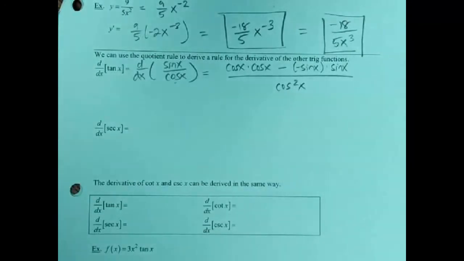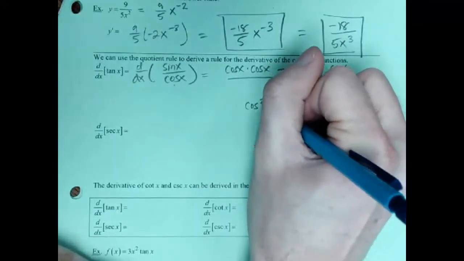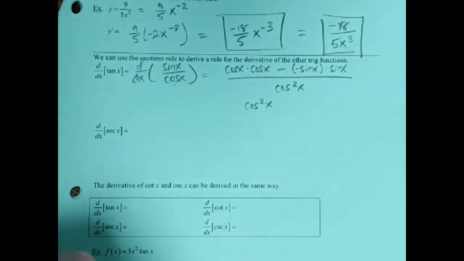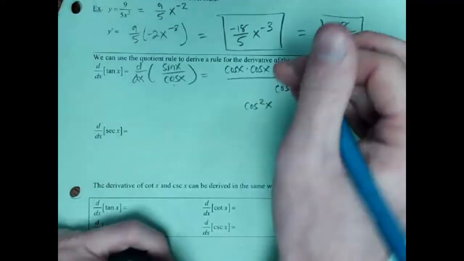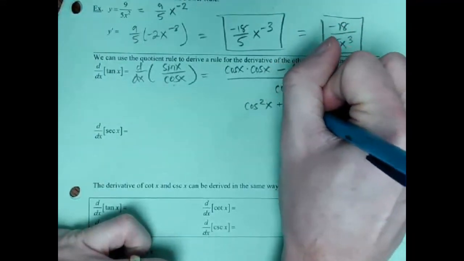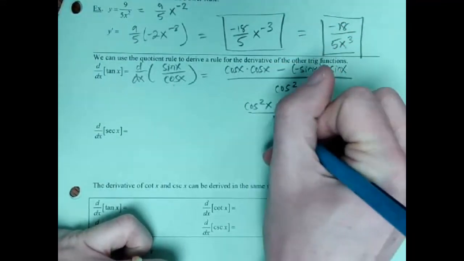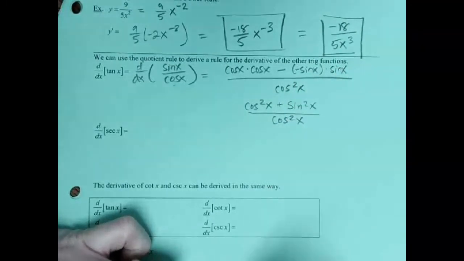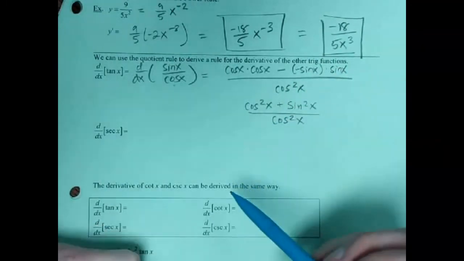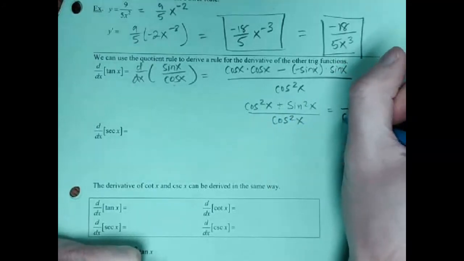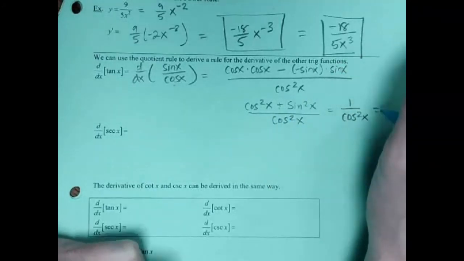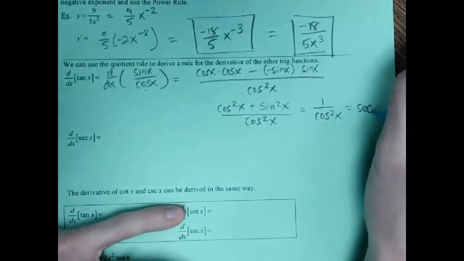Got it. Cosine times cosine is cosine squared. Negative times negative is going to cancel, give you a plus sine squared over cosine squared. And then you should hopefully know from your Pythagorean identities that cosine squared plus sine squared, that's just 1. And then 1 over cosine squared is secant squared.